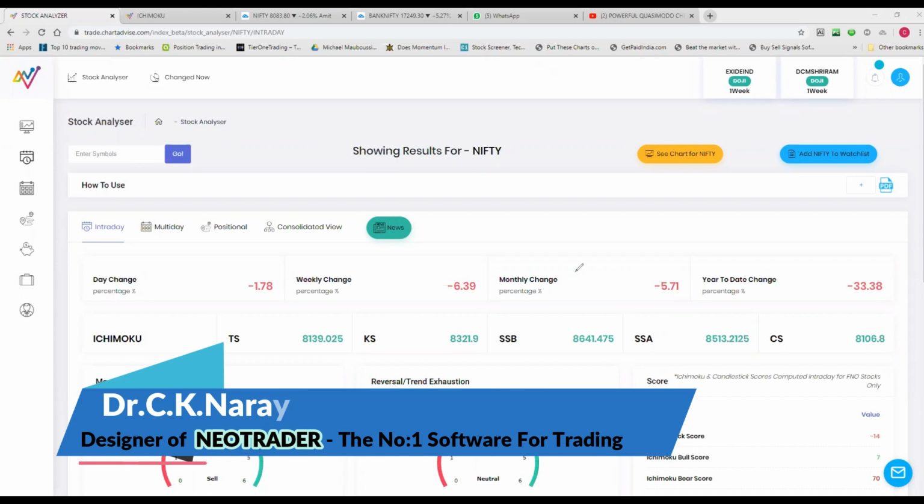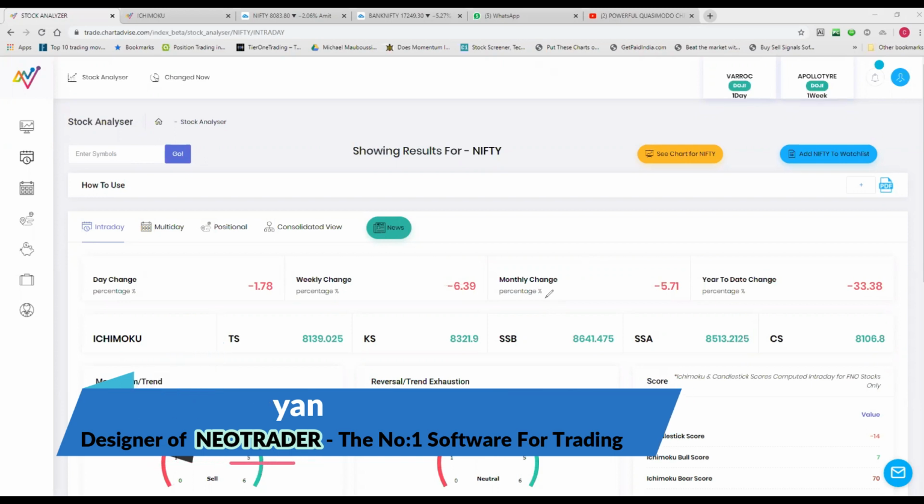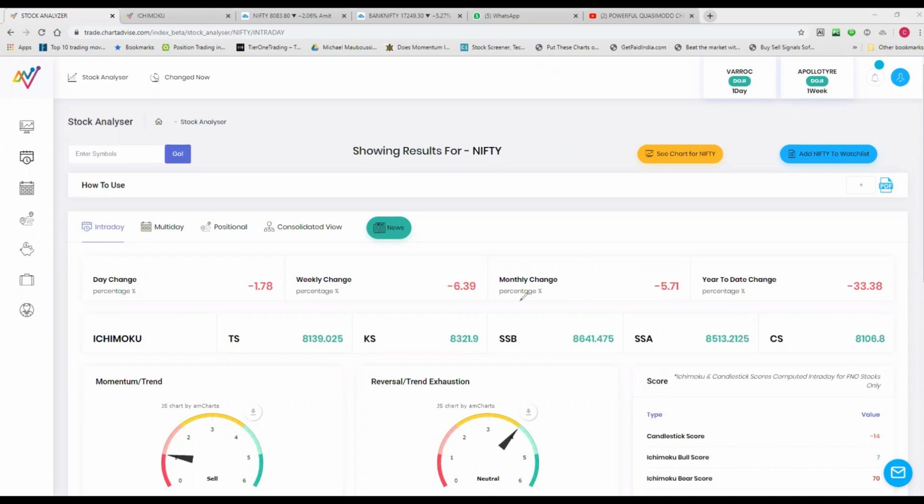My name is Dr. CK Narayan and I am the designer of Neotrader software, which many of you have been using for a while. Today I am going to take you through an aspect. Many of you have seen how you can get trading ideas out of Neotrader on an ongoing basis, be it for intraday trades, multi-day or positional or even investment. Today I am going to show you another powerful feature of Neotrader, the #1 software for trading and analysis.